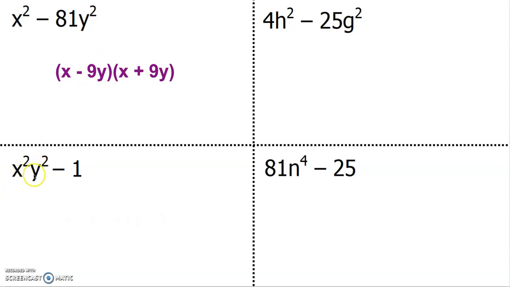Here I have x squared, y squared, and 1. What times itself would give me x squared, y squared? Well, that would be xy. 1, well, is 1 times itself. So this is a difference of squares, so we know we can follow that pattern. xy times itself gives me x squared, y squared. 1 times itself gives me that negative 1. These two are on your own.